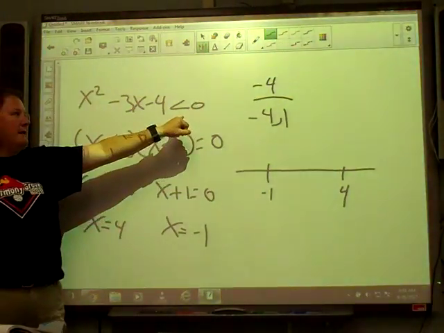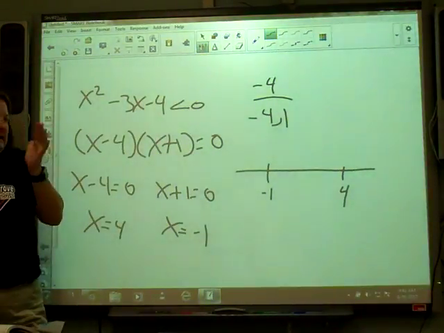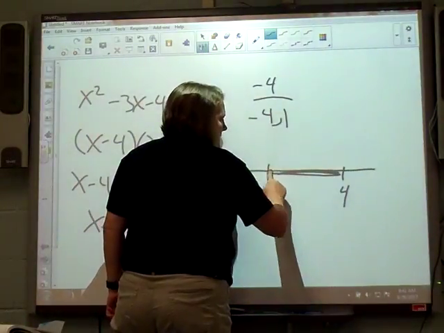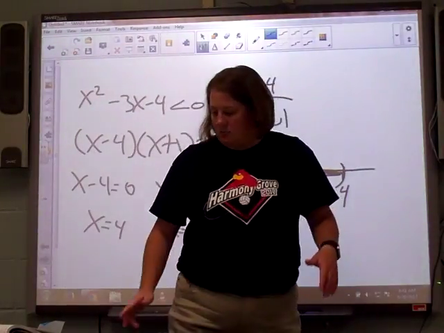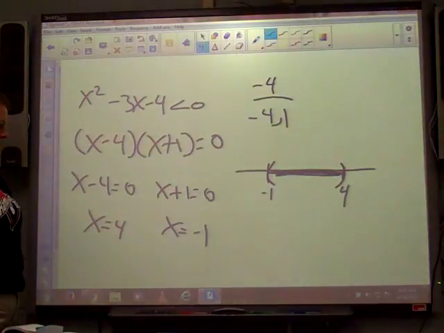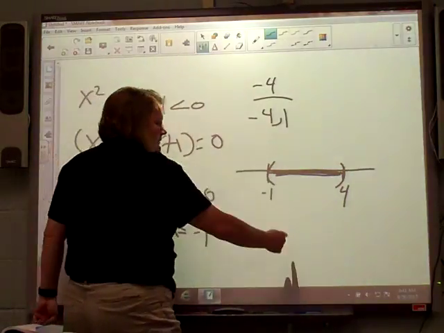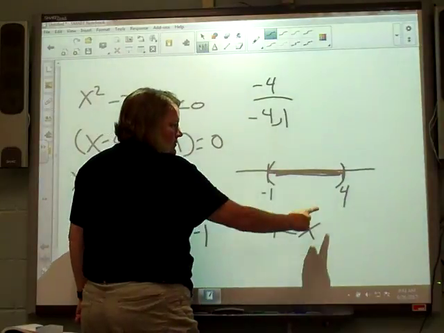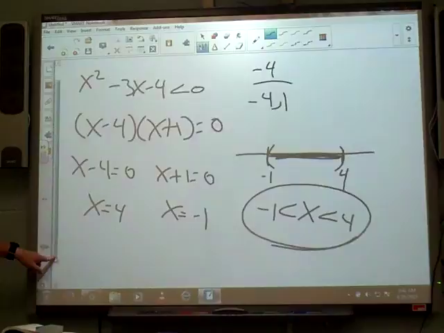So less than, the way we remember that, less than rhymes with and. So when it's and, that means the shading goes in the middle. So my answers to this would be anything between negative 1 and 4. Okay? So to write our answers on this, now to write that mathematically, if my answers can be anything between negative 1 and 4, that's where your variable goes. So it would have to be bigger than negative 1 and smaller than 4. That's the way you would see the answer on that.